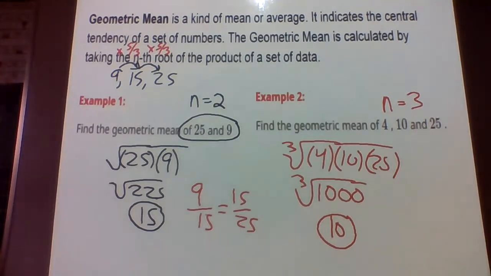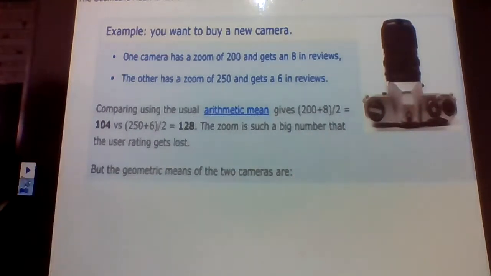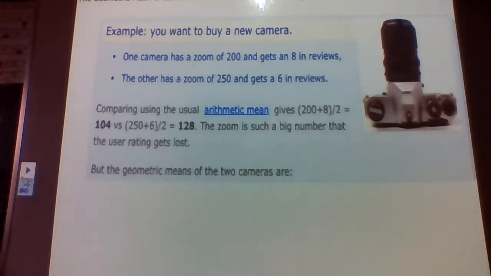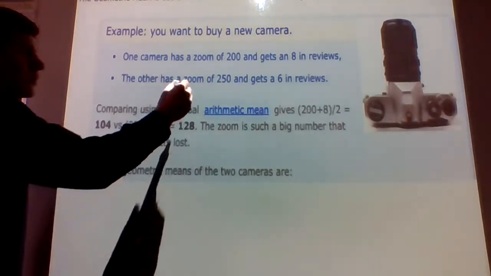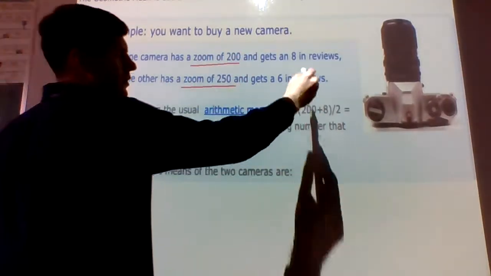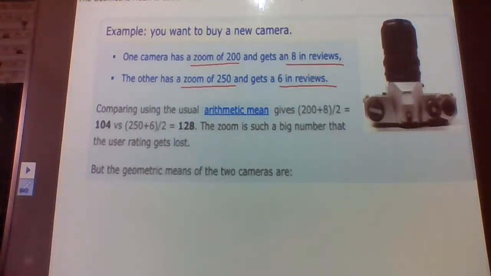Let's go to the next slide. So this next slide is going to demonstrate why you want to use geometric mean. Okay. So the example here is that you want to buy a new camera and you want to figure out which camera you want to buy based on its value. Okay, and there's two qualities you're looking at. You're looking at the zoom of the camera, and how well it's rated, how good reviews it gets. So the first camera has a zoom of 200 and gets, let's say, 8 out of 10 in its reviews on average. The other has a zoom of 250 and gets 6 out of 10 on its reviews.